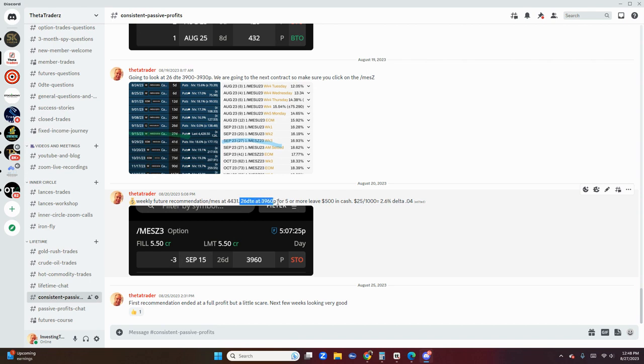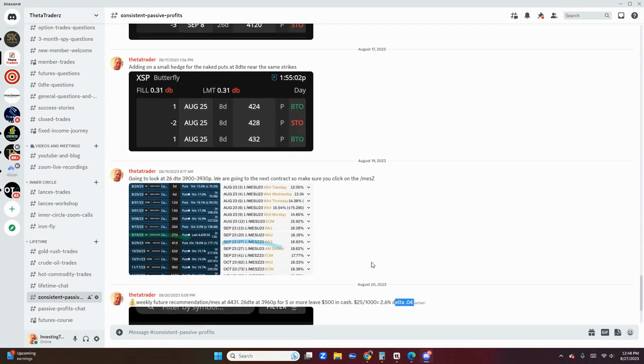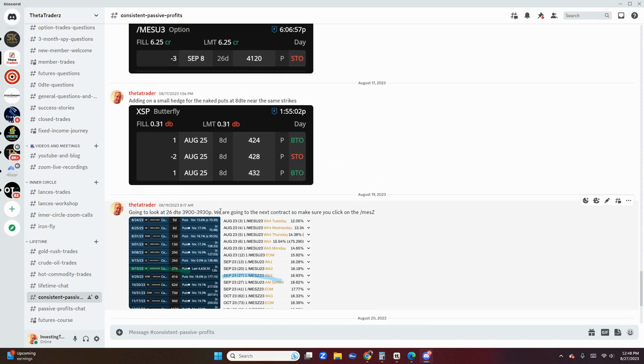And we look to go really far out of the money for a decent premium. I'll say what your cash to leave on the side is to do a span margin. Also, what your returns will be and the deltas. And then before the trade, we look at exactly what type of strike prices and expirations we're looking at.